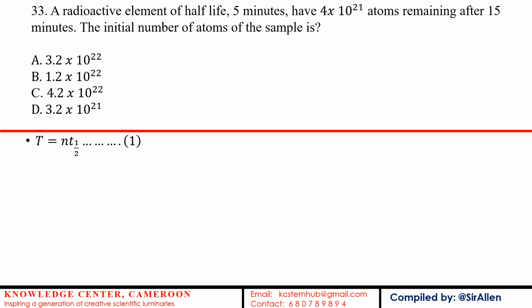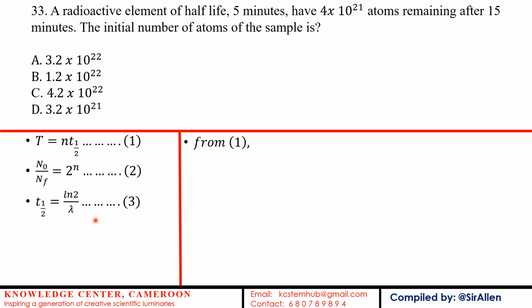So the first one is, total time of decay is n times t half. And then we have N0 over N final equal to 2 to the power n. The third one, which is a bonus one, is t half equals ln 2 over lambda. Yes, some other questions will require you to know this.